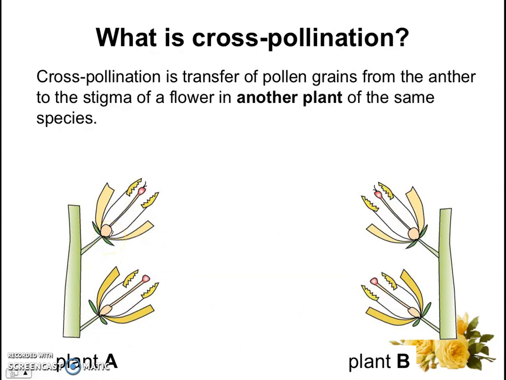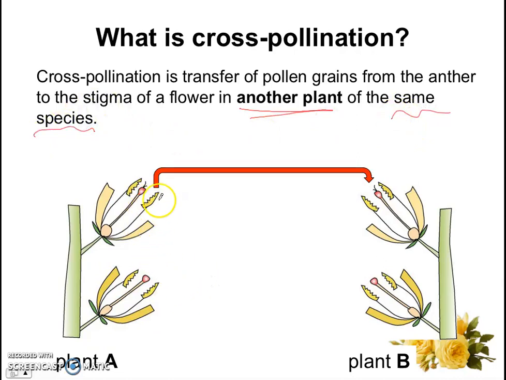So how about cross-pollination? Well, cross-pollination, as its name suggests, is the transfer of pollen grains from the anther to the stigma of a flower in a different plant, in another plant. So for example, the pollen from the anther here is transferred to the stigma of a flower on a different plant, plant B. This is cross-pollination, across plants. And importantly, the second plant must be of the same species.